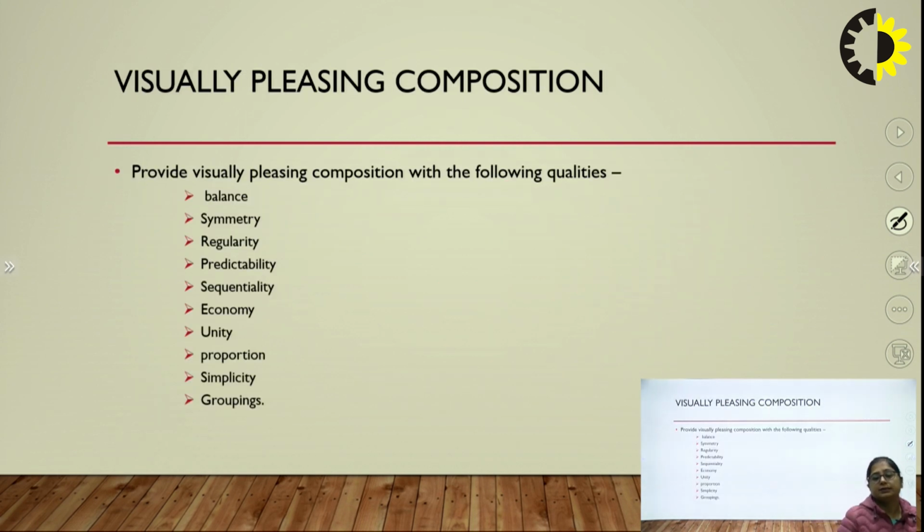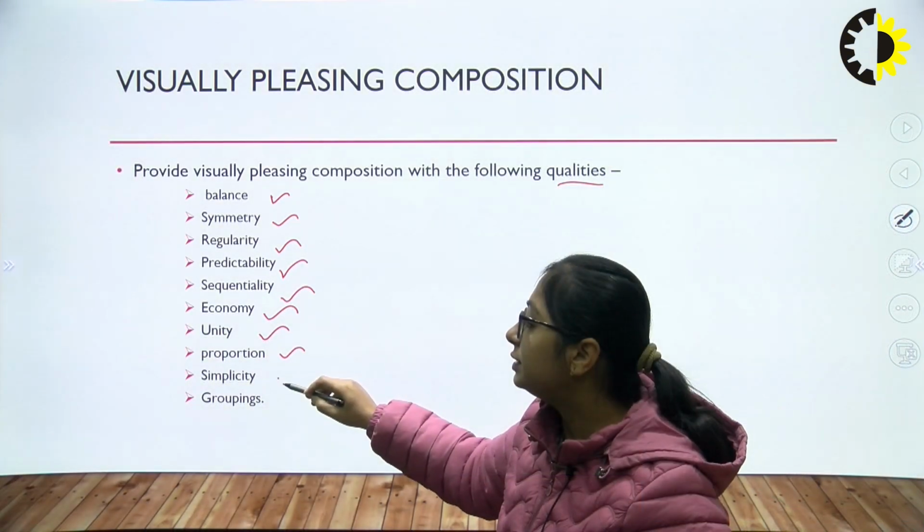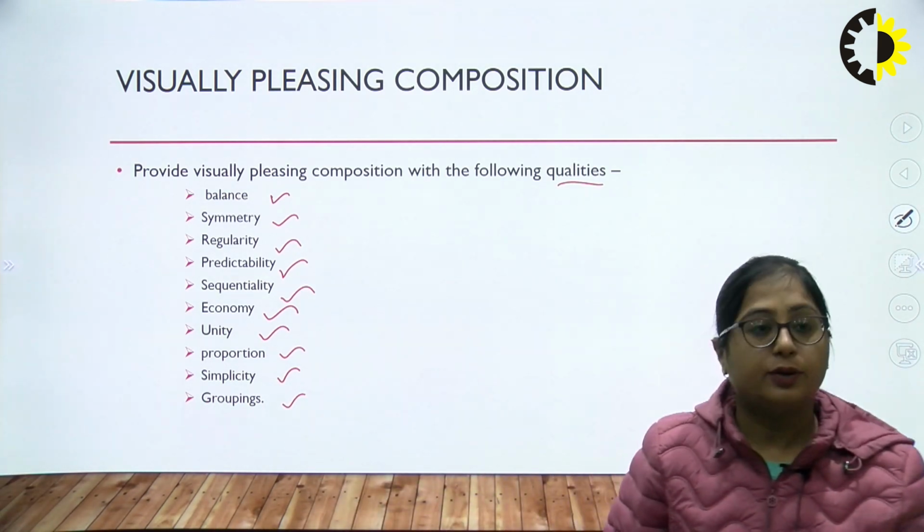Now let's discuss another topic, visually pleasing compositions. How do we make our interface visually pleasing to the users, okay? To provide visually pleasing compositions, we have to follow some qualities. What are these qualities? Basically, these qualities are balance, symmetry, regularity, predictability, sequentiality, economy, unity, proportion, simplicity, and grouping. So let's discuss quickly.